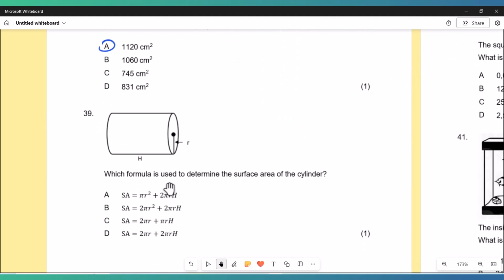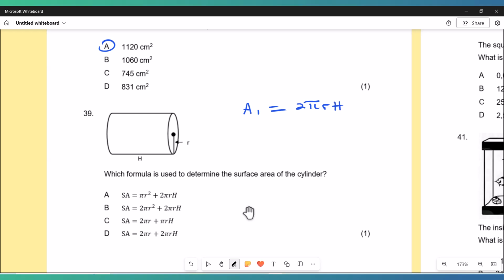They say, which formula is used to determine the surface area for the cylinder? Now the cylinder, to get the surface area, we've got 3 types. If the cylinder is an open pipe, the surface area in that case is 2 pi r h. That's area 1, if the cylinder is like a pipe, meaning open at both ends, it is 2 pi r h.